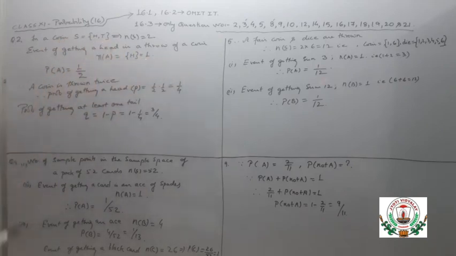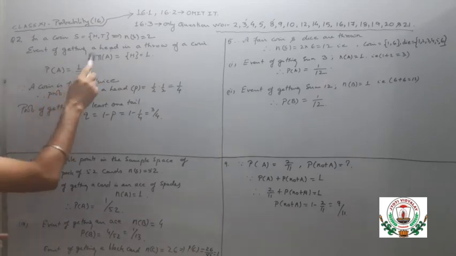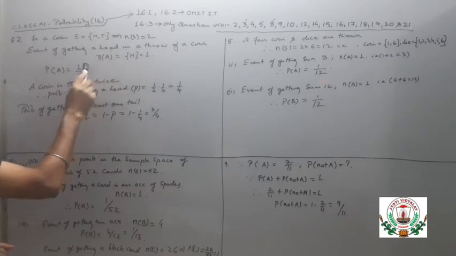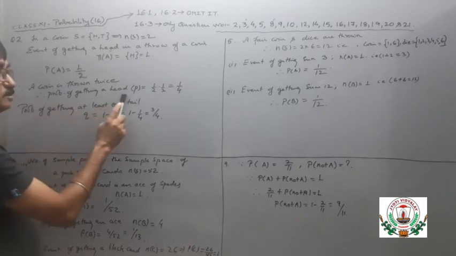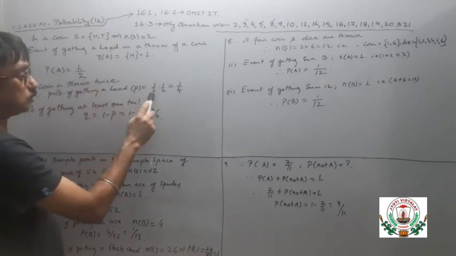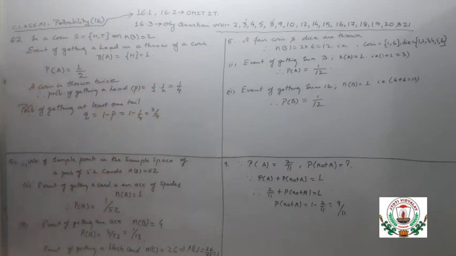Event of getting a head in a single throw of a coin, only one head, that is 1. So probability of getting a head in a single throw of a coin, n of A upon n of S, by definition it will become 1 by 2. Since a coin is thrown twice, we will multiply both the coins' probabilities, 1 by 2 times 1 by 2, 1 by 4. Now this is the probability of getting a head.